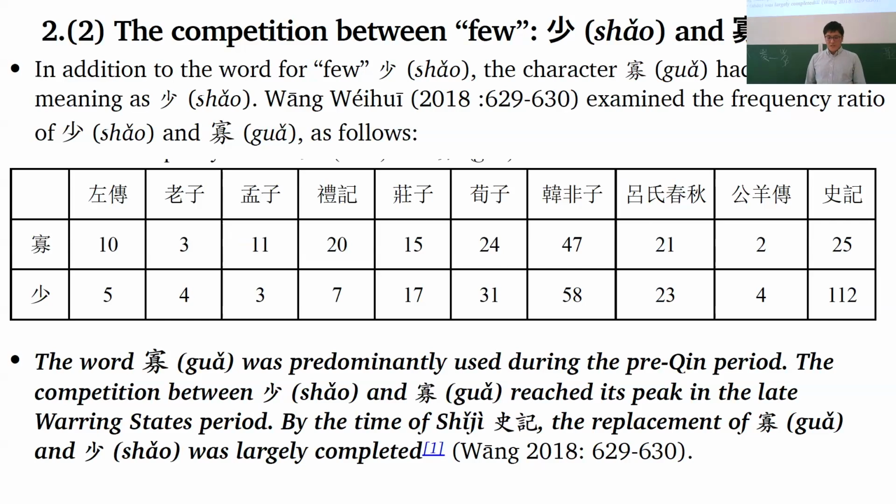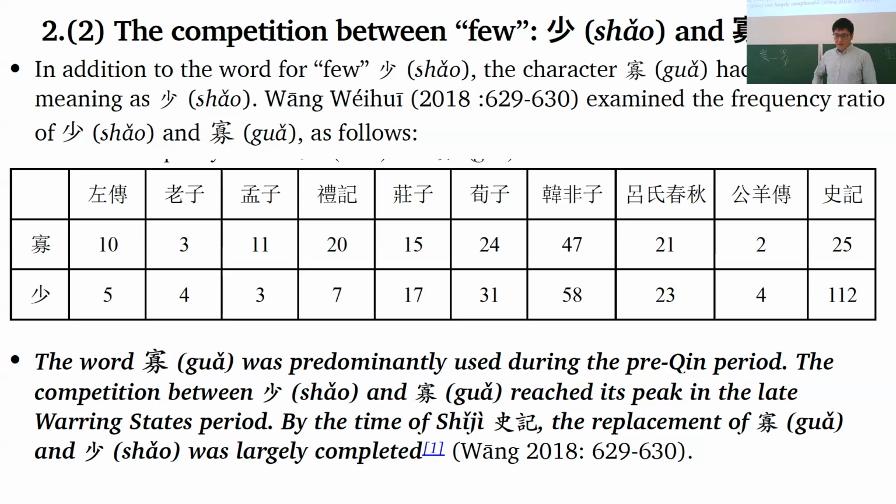And then we can see the competition between shao and gua. So you know, except shao, we have another word for few, which is gua, right?